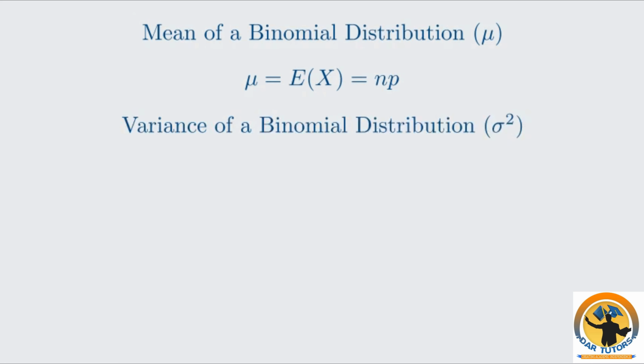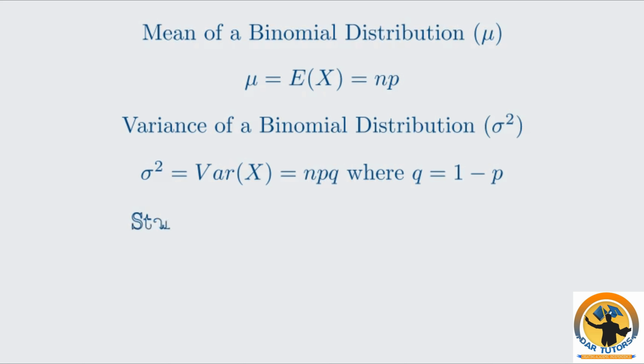The variance, which measures the spread or dispersion of the distribution, is also straightforward. The formula is sigma squared, or Var(X), equals n times p times q, where q is 1 minus p. The variance is the average squared distance of each outcome from the mean. The standard deviation, sigma, is simply the square root of the variance, and it gives us the typical distance from the mean in the original units.